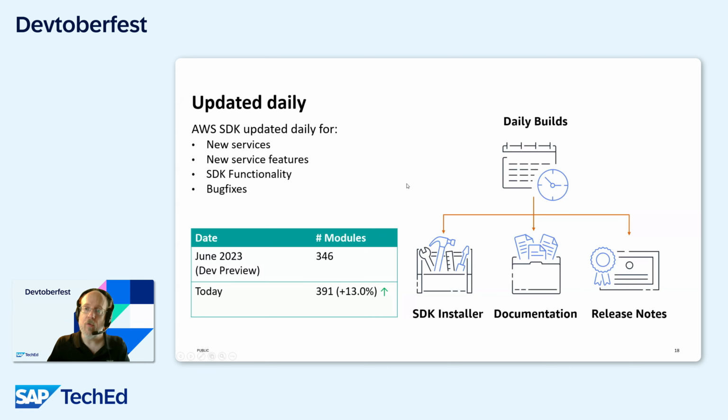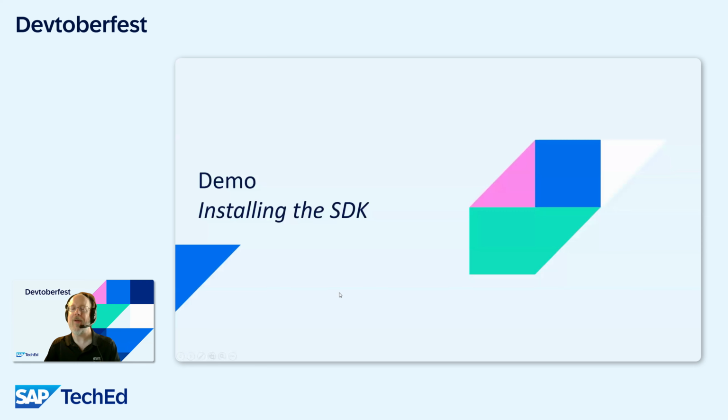We have more than 200 services. Some services have more than one API, which is why we have, I think, 391 as of today, 391 API modules in our ABAP SDK.